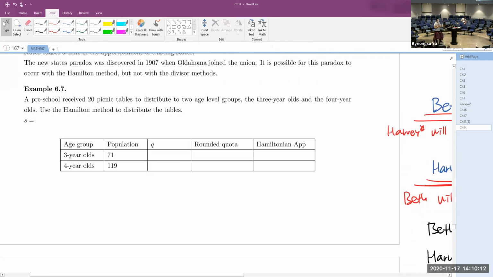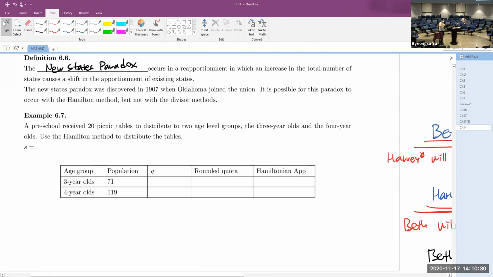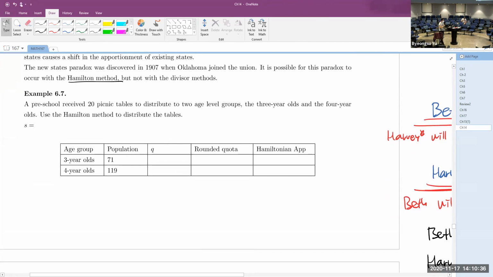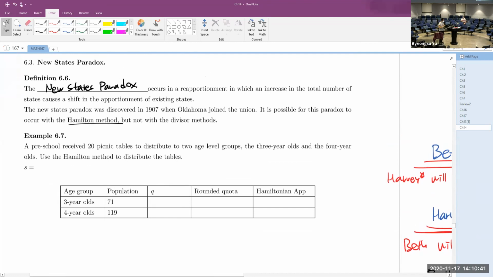I'm not very political, but a lot of media actually expected that Puerto Rico or Washington D.C. will be the next state, if the United States has a new state. This kind of paradox will not occur in the current Congress system, but in the case of the Hamilton method, it may happen. So we can see an example of what this paradox means in an actual case.